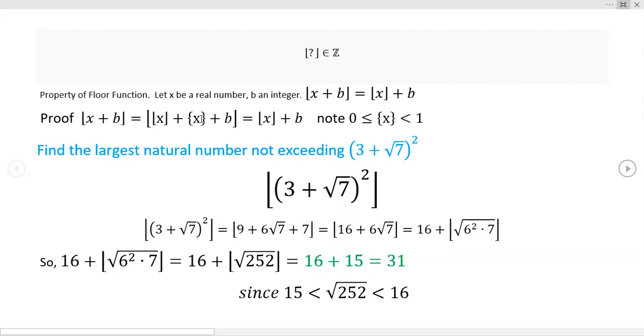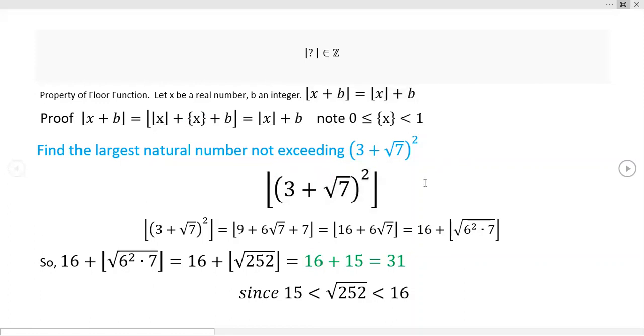So the greatest integer less than all of this stuff that I'm highlighting is just going to be the floor of x plus b. Again, floor of x by definition is an integer. b is given to be an integer. So this is a quick little proof on why this fairly obvious statement is true. Okay, now let's get down to solving the problem.